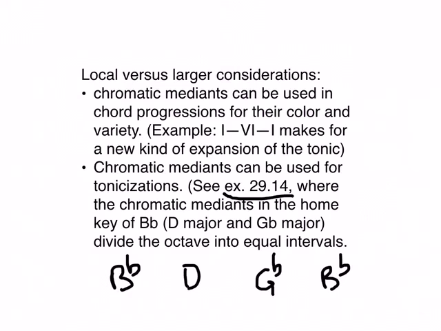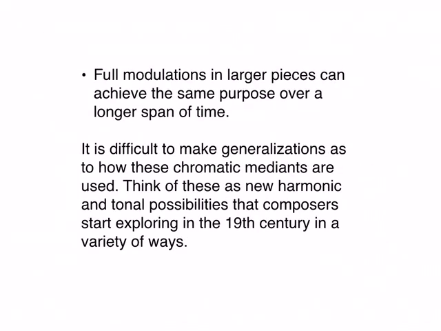Notice here a major third there, a major third below the tonic, and we're dividing the octave then into equal intervals, each a major third around. In the late 19th century, this became an important consideration. And in this example 29.14, we're seeing this happen in a tonicization over several phrases. There could be full modulations in larger pieces that can achieve the same purpose over a much longer span of time.